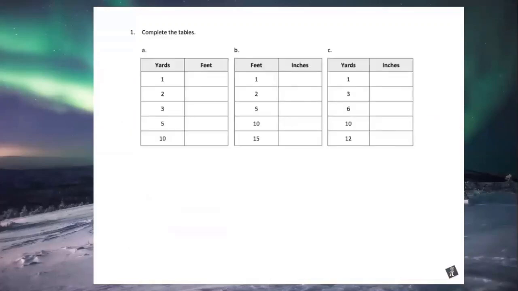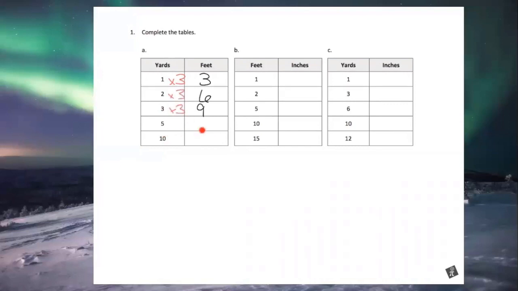So the directions say, complete the tables, and we see yards and feet in this case, and we're supposed to fill in the number of feet for each of these given number of yards. So 1 yard is, and of course that answer is 3 feet, which means 2 yards is 6 feet, which means 3 yards is 9 feet. And we're supposed to recognize, you take the number of yards and times by 3, and that's going to give us the feet. So 2 times 3 is 6, 3 times 3 is 9.